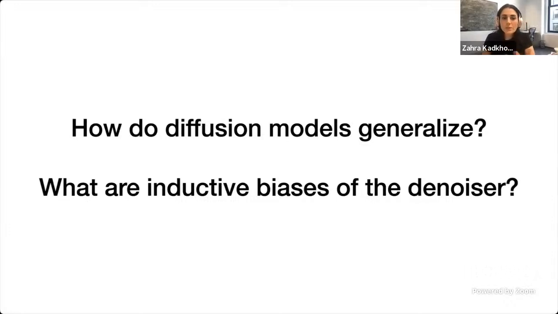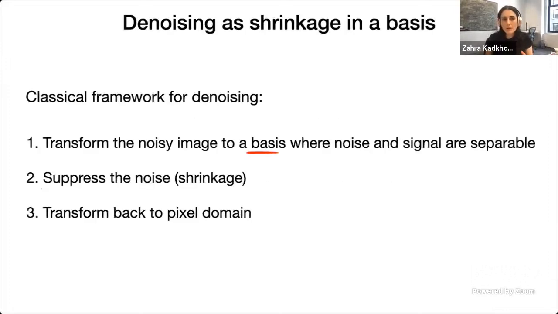In order to study those inductive biases, we're going to go back to the classical framework of denoising, because at the core of the diffusion model, there is a denoiser. So we need to try to understand the denoiser. What is the classical framework for denoising? It's basically shrinkage in a basis.